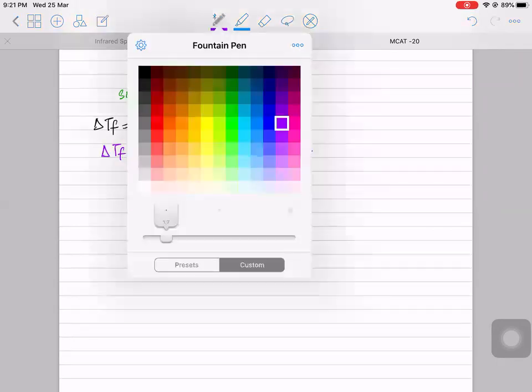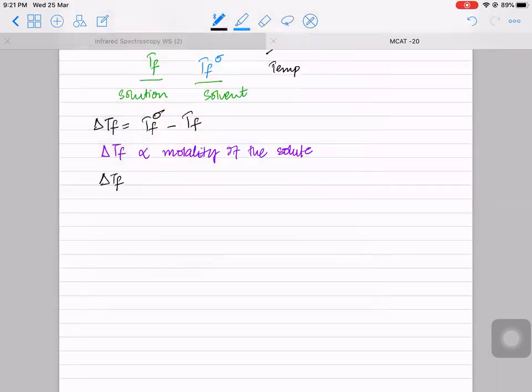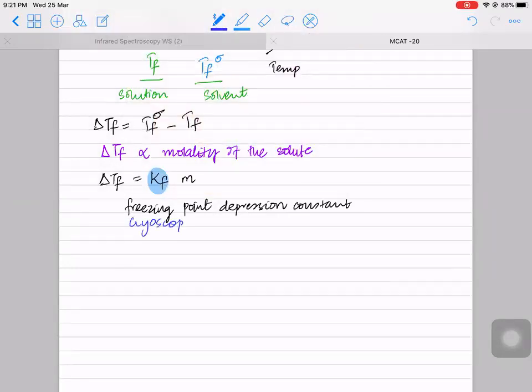So I can write this as delta TF equals KF times molality. Note that KB was the boiling point constant, while this KF is the freezing point depression constant. Where this KF corresponds to the freezing point depression constant, also known as the cryoscopic constant, also known as the molar depression constant.